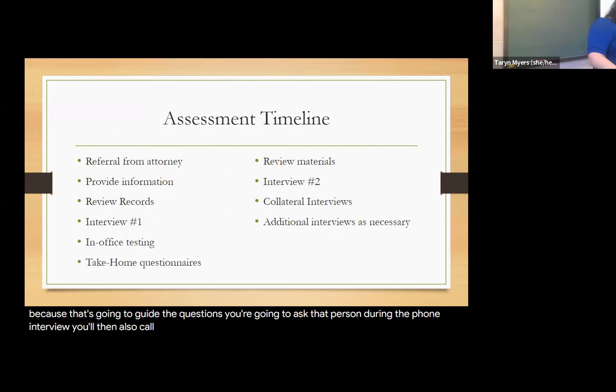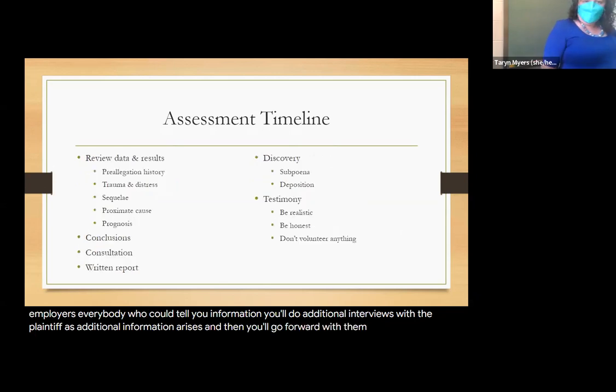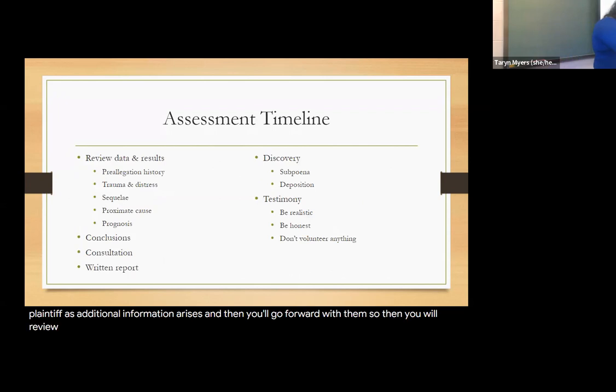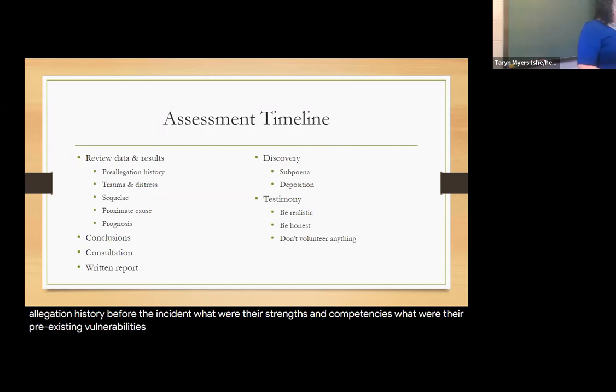You'll then also conduct collateral interviews, again, friends, family members, employers, everybody who could tell you information. You'll do additional interviews with the plaintiff as additional information arises. And then you'll go forward with it. So then you will review your data and your results. And you want to organize it in this particular way. Their pre-allegation history before the incident. What were their strengths and competencies? What were their pre-existing vulnerabilities? What pre-existing impairments and functioning did they have?